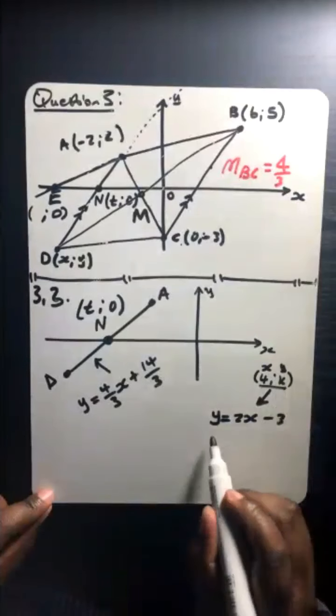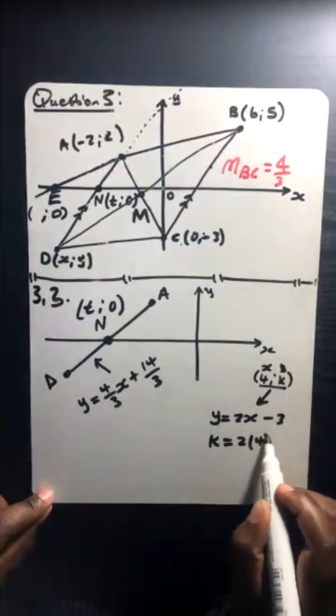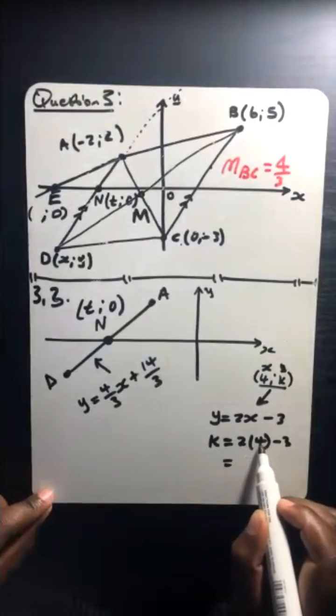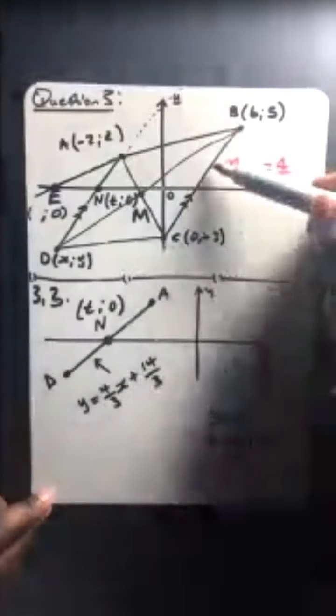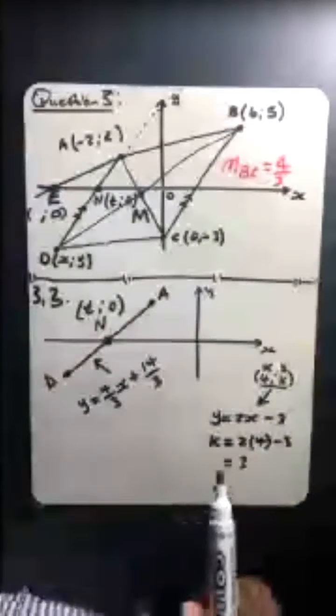So where you see y, you substitute k, which means k is equal to 2 times 4, then minus 3. 2 times 4 is 8, 8 minus 3 is 5, so k is 5. And of course, k has to be a positive value.